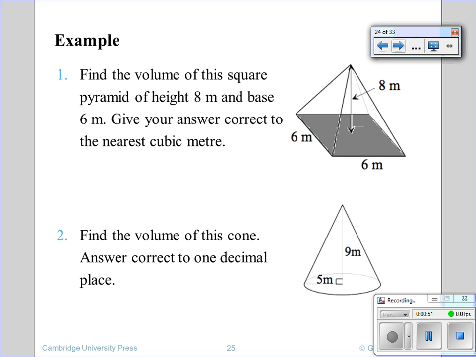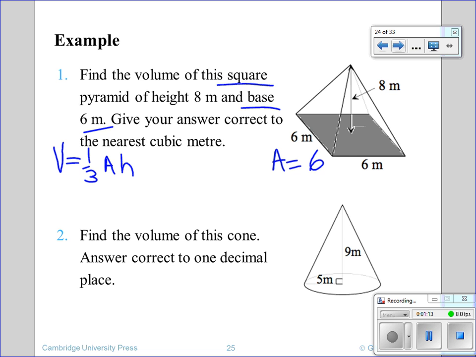So, my formula was V equals 1/3 area of the base times the height. Right, area of the base, we're off to a good start. We've got a square and it's got a base of 6. So area equals 6 times 6, which equals 36. So once we've got our 36, where do we go from there? Well, we go 1/3 times 36 times our height. What's our height? Our height is 8.